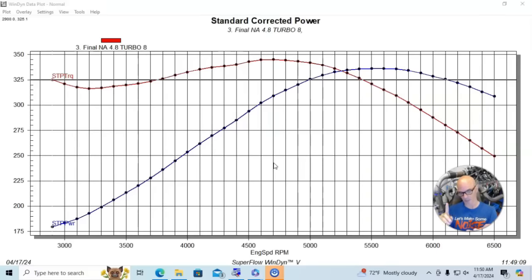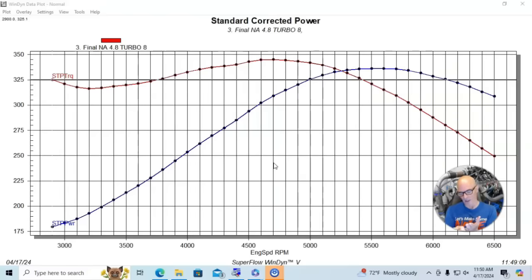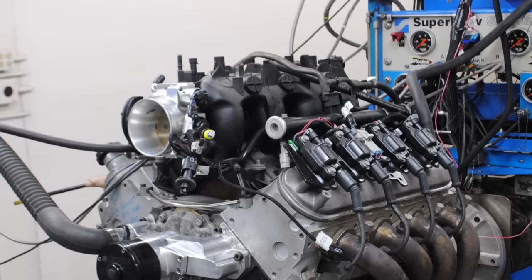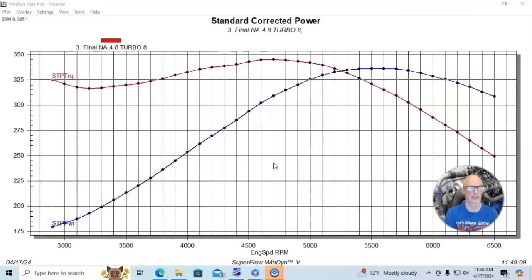So we got the stock bottom end. This thing, I think, didn't even have ring gap in it at the time. We had the 706 heads. We did have valve springs on it. We had the long runner factory truck intake manifold. We had long tube headers the way that we always run it. It had 80-pound injectors, again, because we would be running the turbo on this combination.